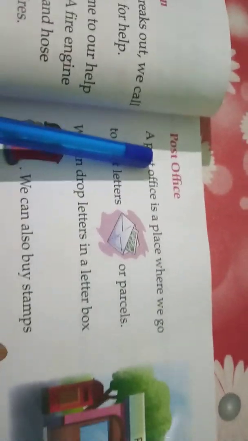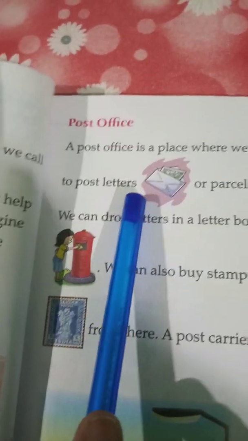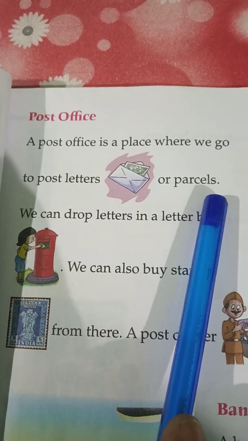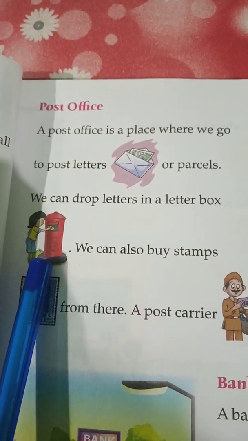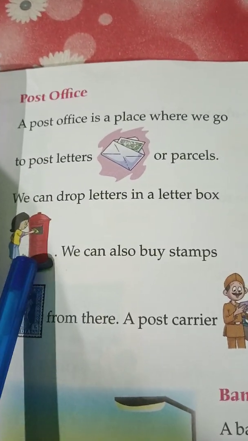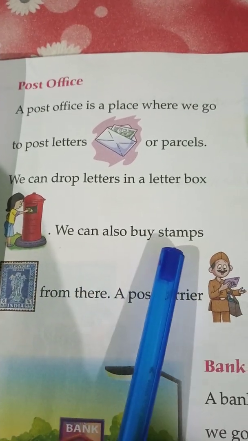Okay. Post office. Post office is a place where we go to post letters. See the letter? How is the letter looking like? Or parcels. We can drop letters in the letter box. I have told now, this is the letter box. See the red color letter box and the girl is dropping the letter inside the letter box. We can also buy stamps.